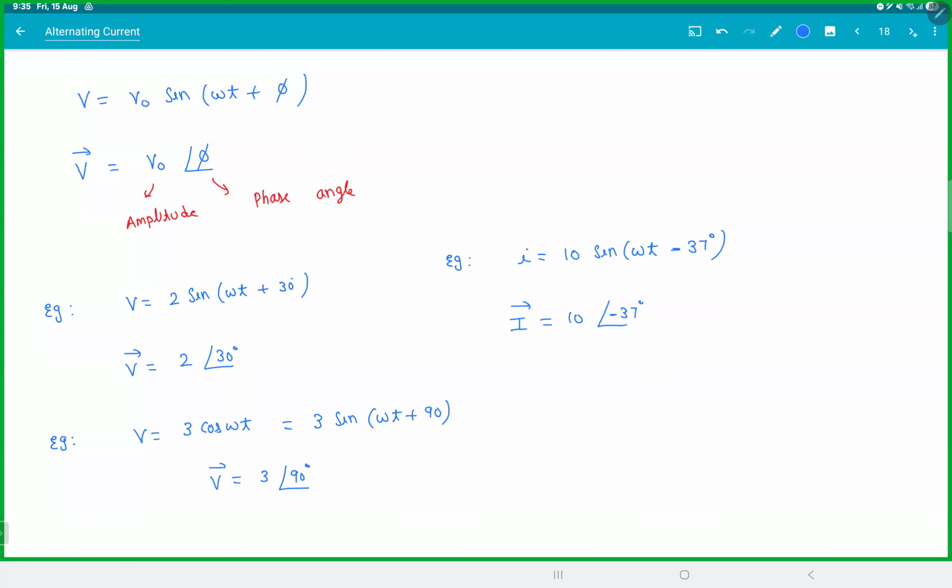Any doubt so far? Take a break, come back by 9:40. We'll continue from here. Any doubt so far? Chalo, come back in 5 minutes.